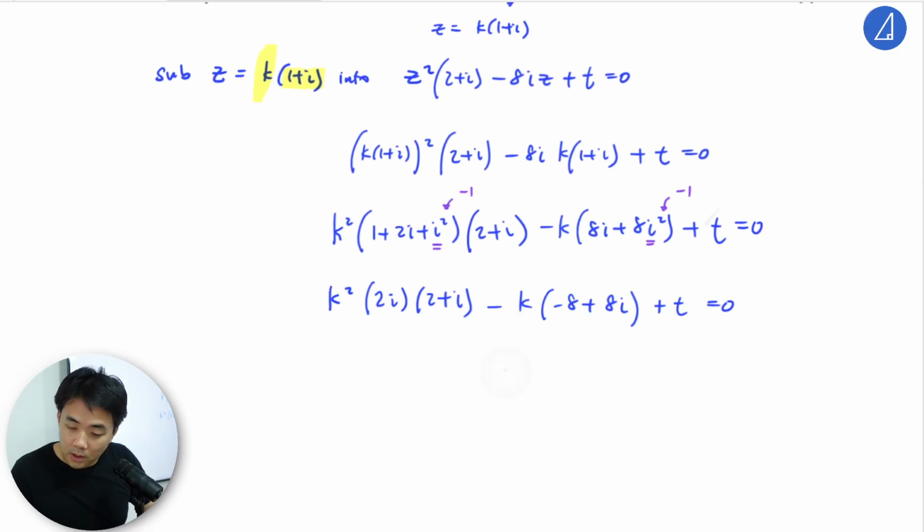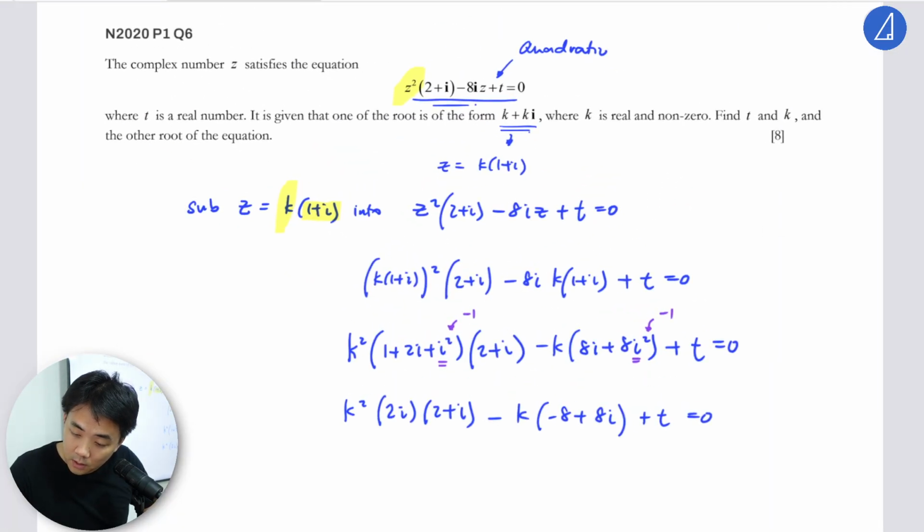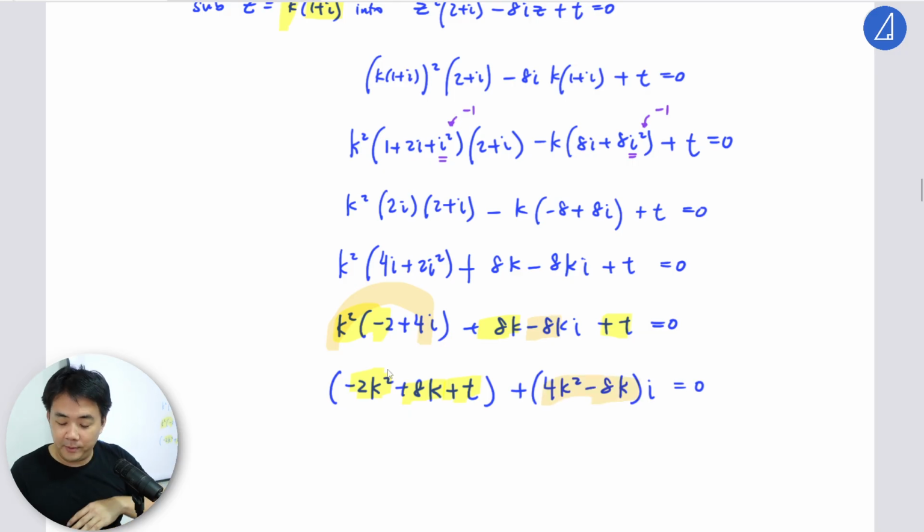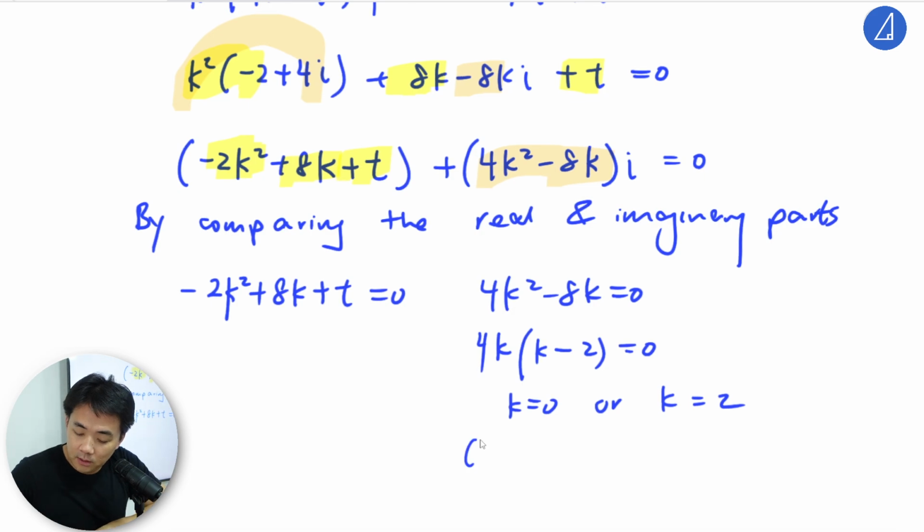Here you go. t is a real number, so you just group the imaginary and the real. This is the real together, then the imaginary is this part. Compare the real and imaginary parts. So reject this one obviously, as k is non-zero.